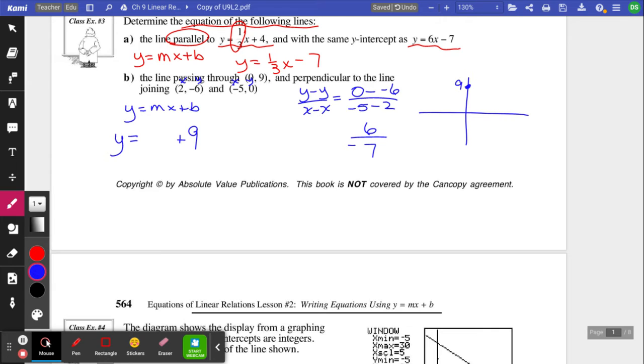What am I supposed to use in my line? Perpendicular. Perpendicular slopes mean what? Opposite. So what should I use, Danny, in my line? 7 over 6. Don't forget to put the x in. Make sense? All right.